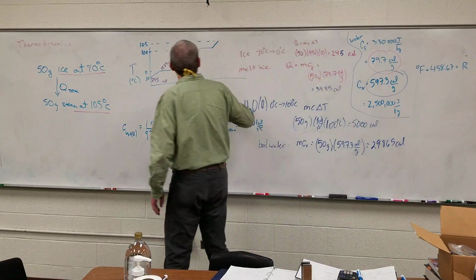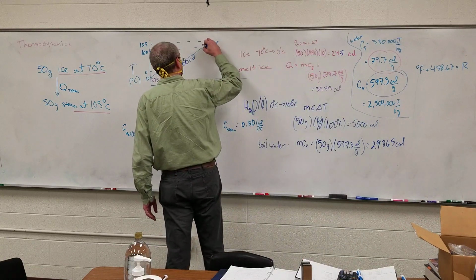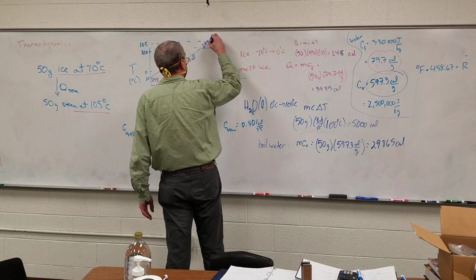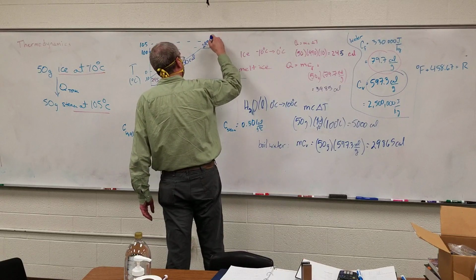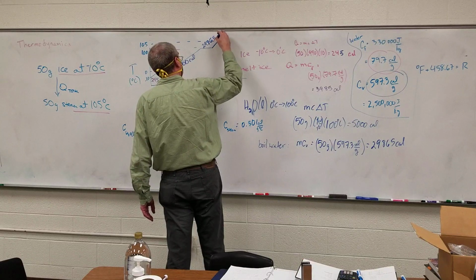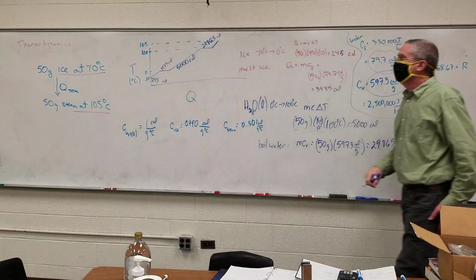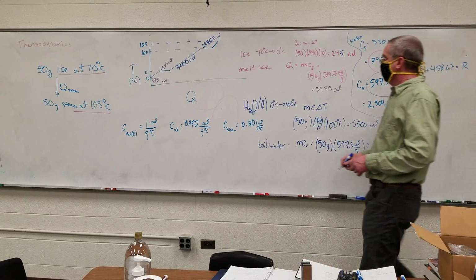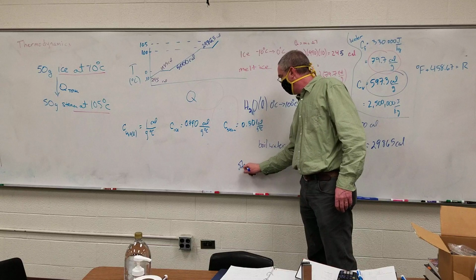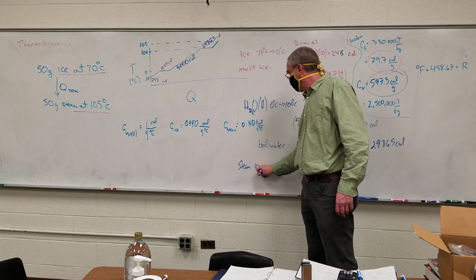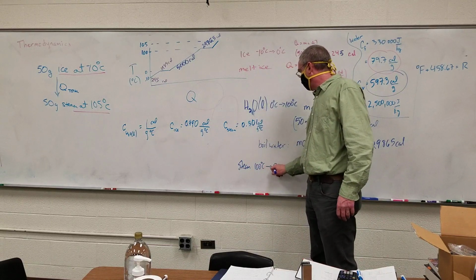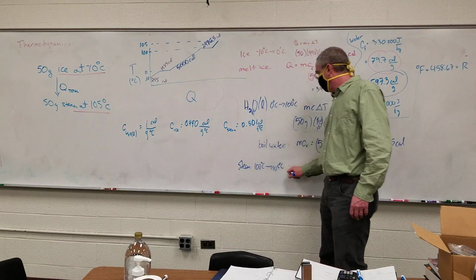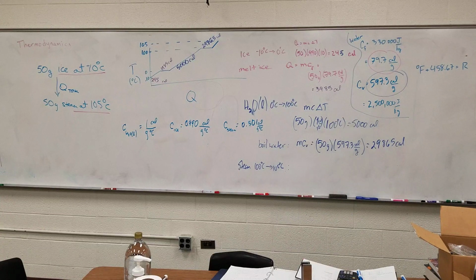And so we get the biggest expenditure of energy right there. We now need almost 30,000 calories. And the last bit is we need to get steam up those last 5 degrees. Steam from 100 degrees Celsius to 105 degrees Celsius. And we're back to MC delta T.